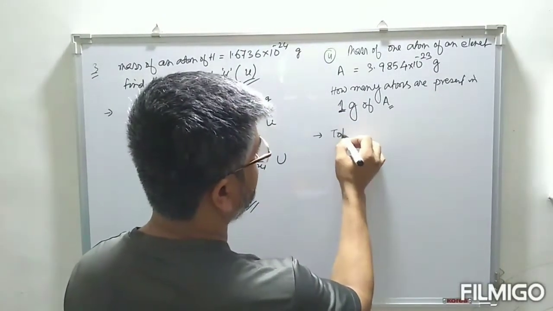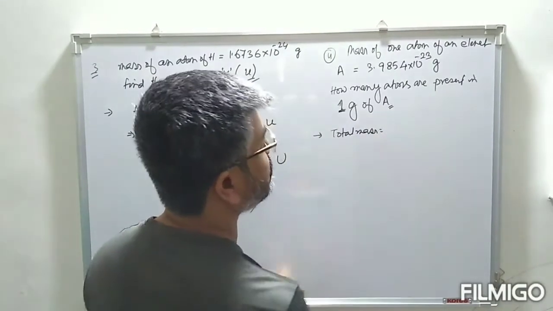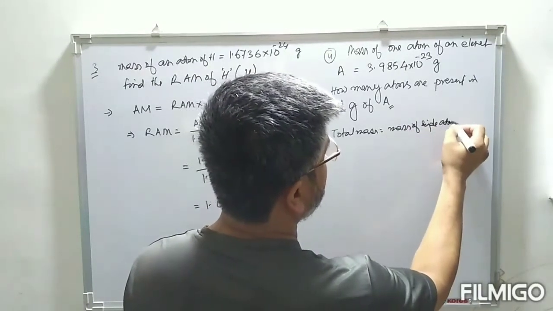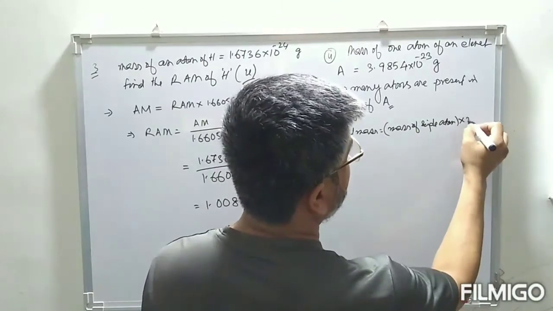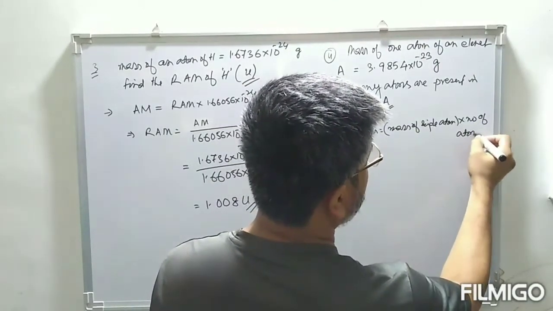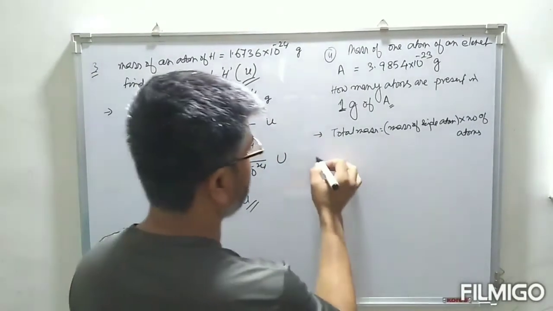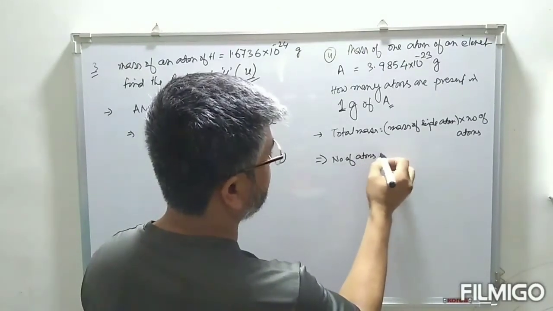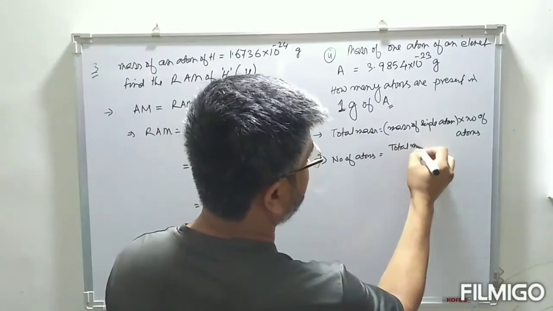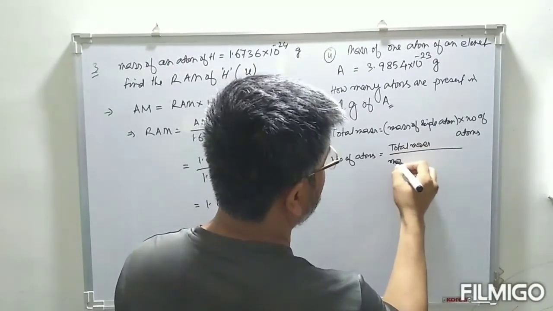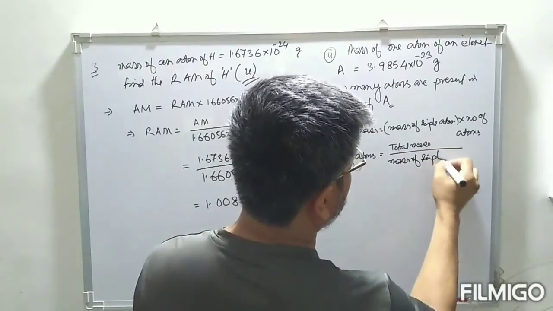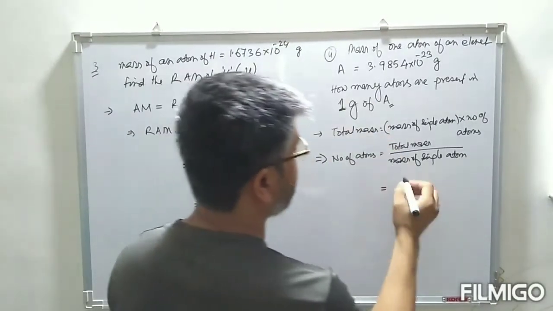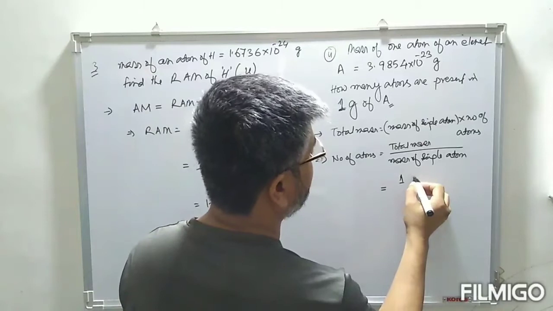So total mass is equal to mass of single atom multiplied by number of atoms. So this will give the total mass. So therefore, number of atoms is equal to total mass divided by mass of single atom. So total mass is given as 1 gram.